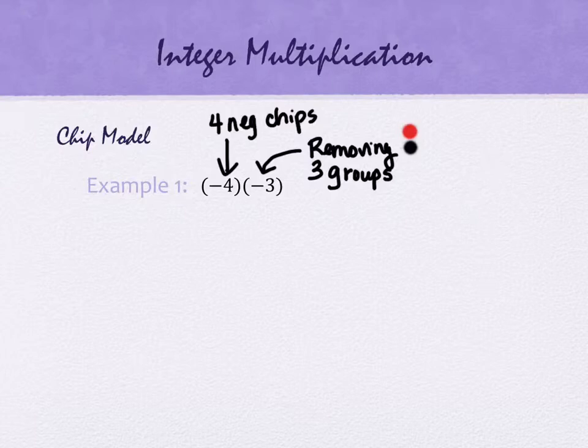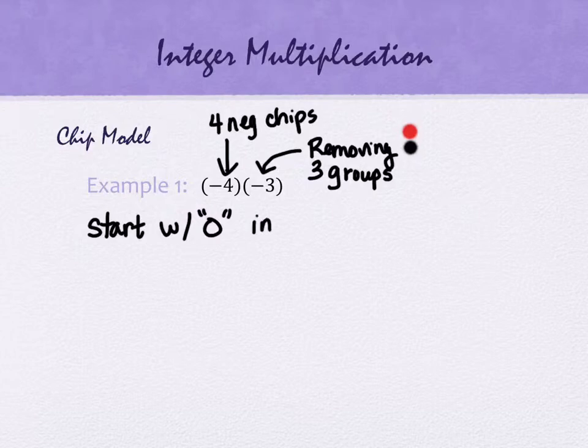Removing 3 groups of 4 negative chips. That's what that's saying. Okay? Or you can say removing 4 groups of 3 negative chips. I don't care. So here's the deal. Write this down because this is really important. Our model is going to start with 0 in the circle.